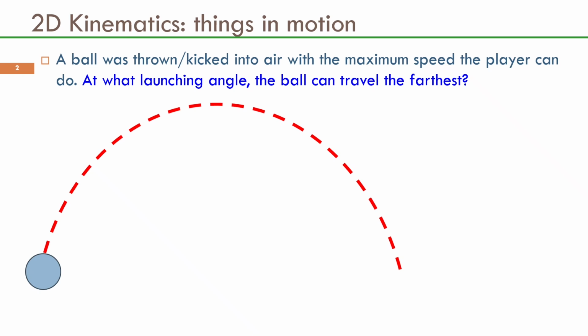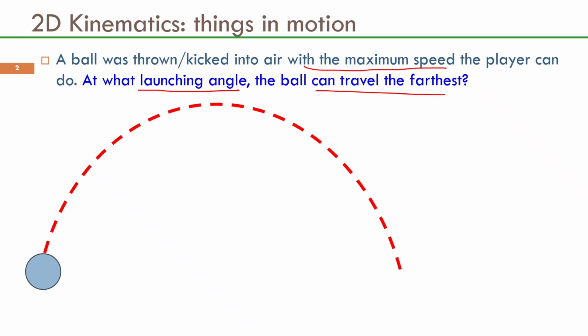So we can simplify the longest kick or the longest throw into this physics question. Let's say a player tries to throw the ball or kick the ball with the maximum speed. If we ignore air resistance, what determines the range of the ball is basically the launching angle. In other words, we simplified the longest range into a question about launch angle.